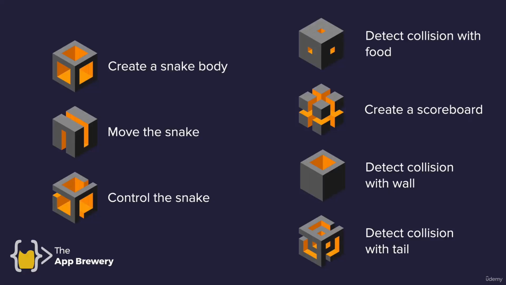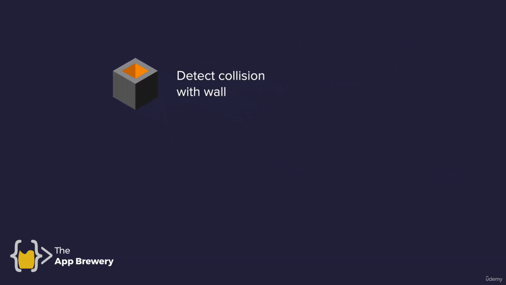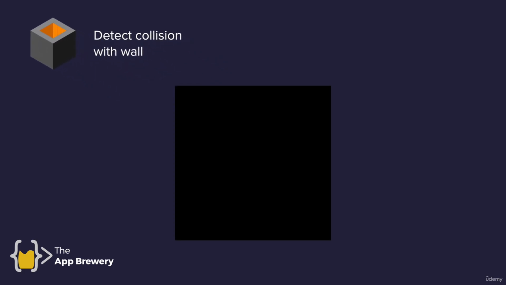We've coded up the majority of this game now already. All that's left to do is to define the two situations where we might get game over. And that is detecting collision with wall and detecting collision with tail. So let's tackle the easier one first.